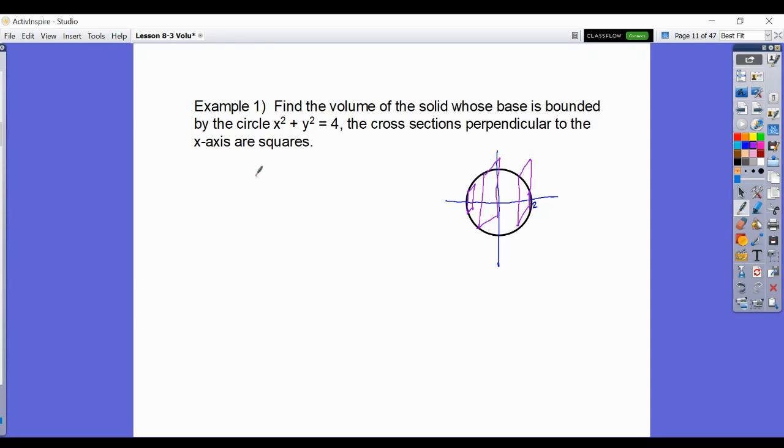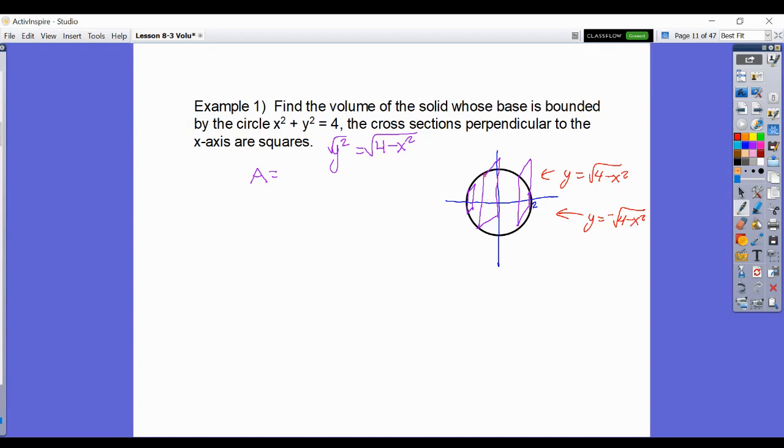Well, first of all, we want to find the area of one of these cross sections. Well, first, how high it is, we probably need to know what this function is. We have a circle, but we need to solve it for y. So let's get y squared by itself first. 4 minus x squared, and then we square root it. So on the top half, we need to have a function. So the top half of this circle is y equals the square root of 4 minus x squared, and the bottom is y equals negative the square root of 4 minus x squared.